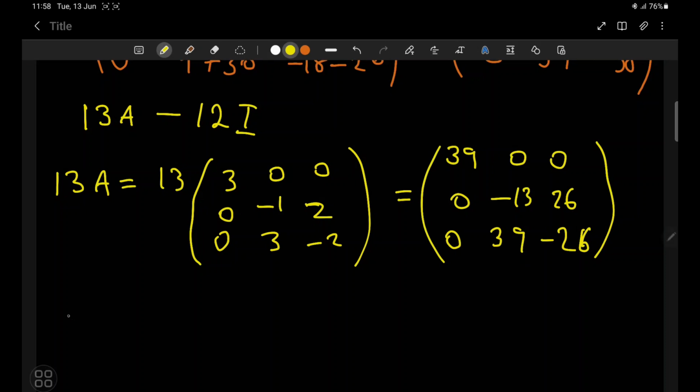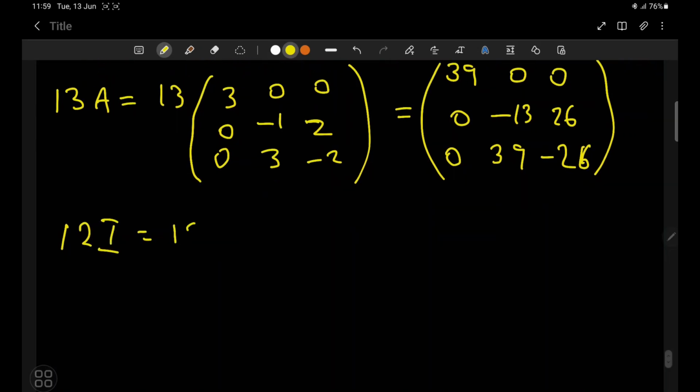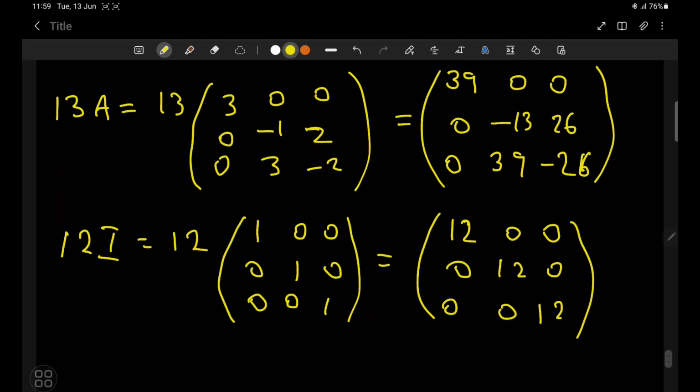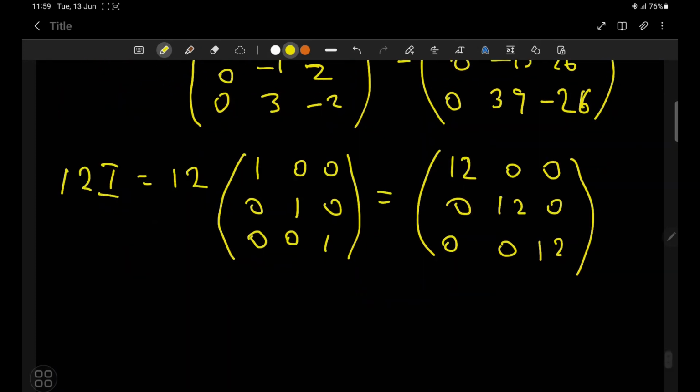Then we need to find 12I. So the identity matrix multiplied with 12. So our identity matrix is a matrix having 1 in the leading diagonal. So 1 throughout the diagonal, the main diagonal. So we have this. So if we were to multiply this by 12, we'd have 12, 0, 0, 0, 12, 0, 0, 0, 12. Okay, so now that we've obtained the two sets, we can now put them in place.